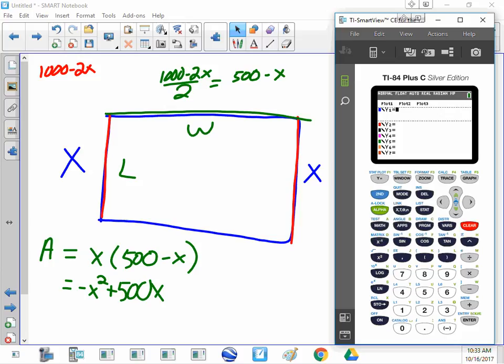So, negative X squared plus 500X. Window, how big do I need my window to be? From 0, do I need to go all the way to 1,000? No. 500 would probably be enough. You should be able to go out to like 300 or 400 and be fine. I'm going to say 0 to 300, and I'm going to count by 30s. And then zoom 0. Wait, I didn't do something right. Oh, it should be plus. And then zoom 0. Oh, it's not enough.